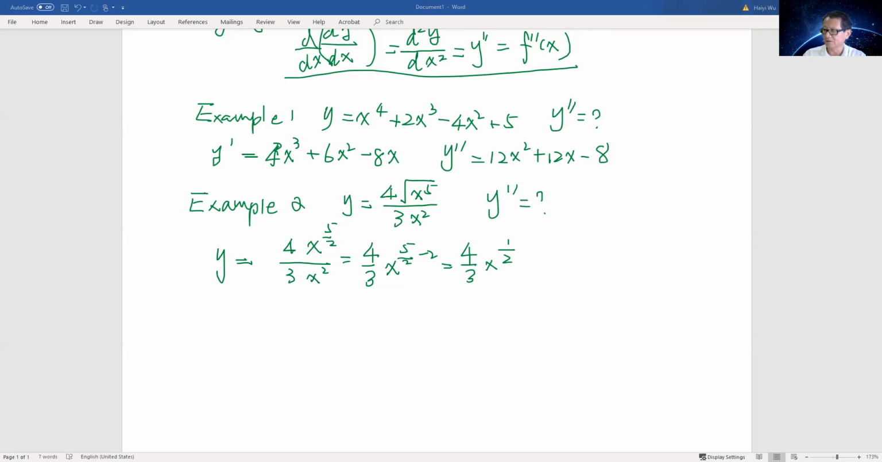Okay, let's do the differentiation. For the first derivative, do one step at a time. Differentiate x to the power half: it will be 4 over 3 times half times x to the power of half minus 1. The 4 cancels with that, so it'll be 2 over 3 x to the power of negative half. Then we put it back to the bottom, so it becomes positive.